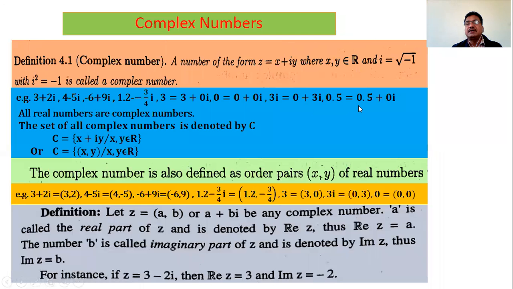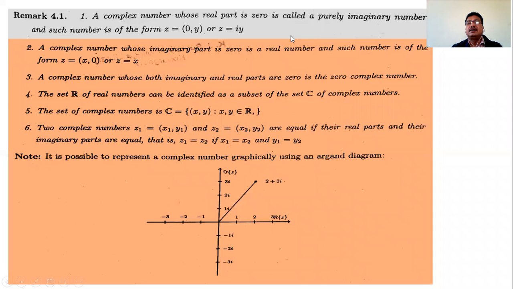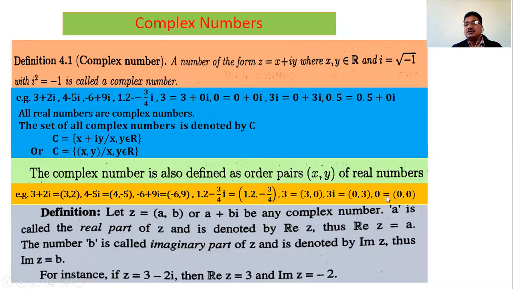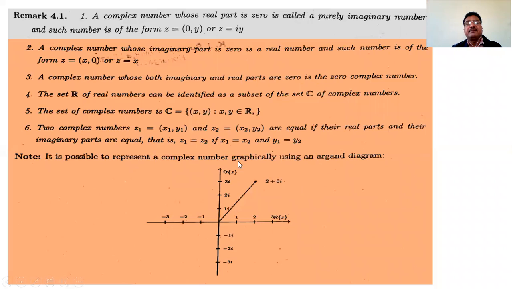For example, this number, 0.5 or 3, whose imaginary part is 0, is called a purely real number, and this is called a purely imaginary number, whose real part is 0. A complex number whose both real and imaginary parts are 0 is called a zero complex number. For example, this number 0 is expressed in the form of ordered pair (0, 0) or 0 plus 0i.